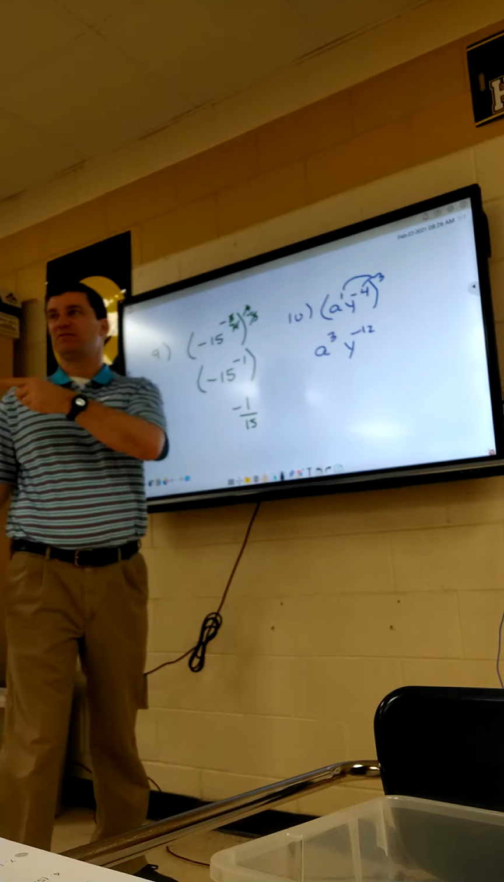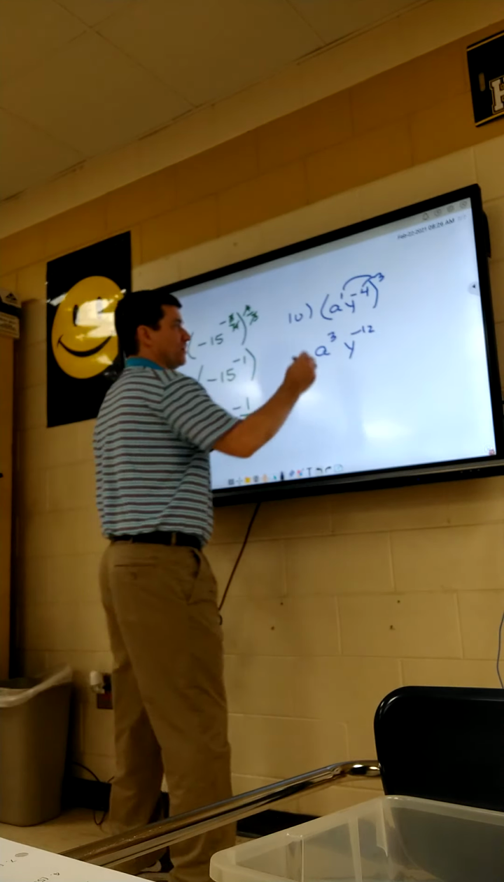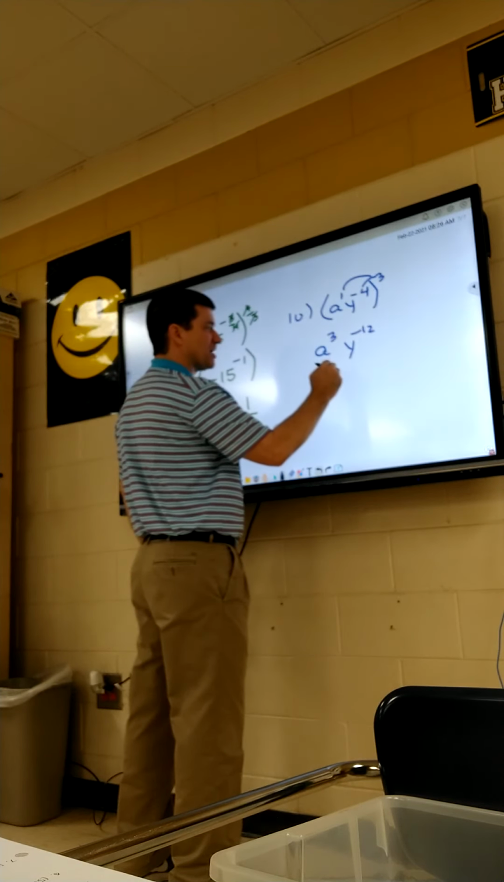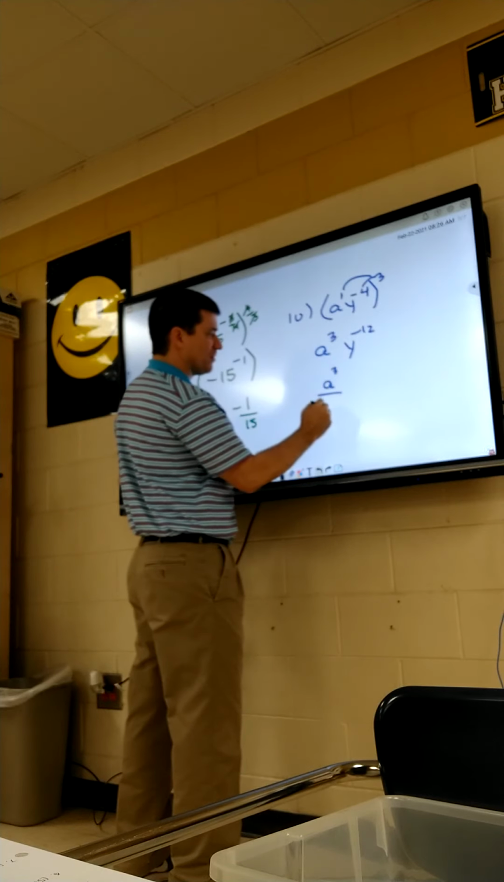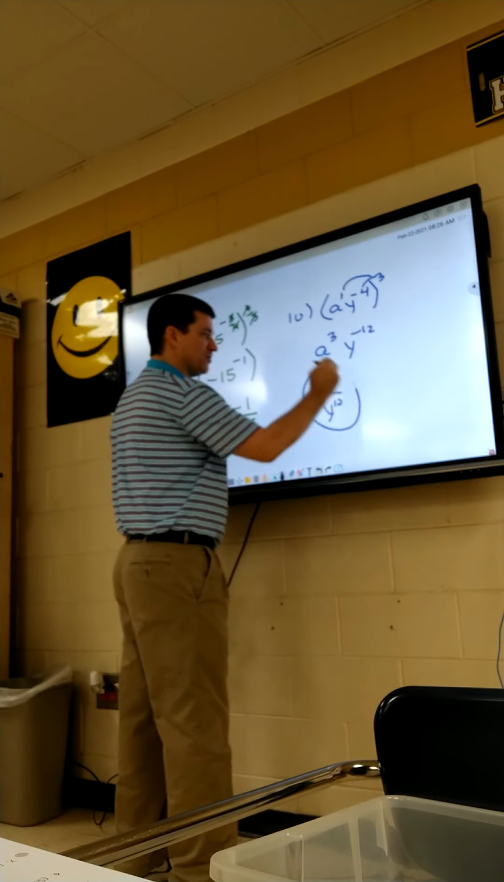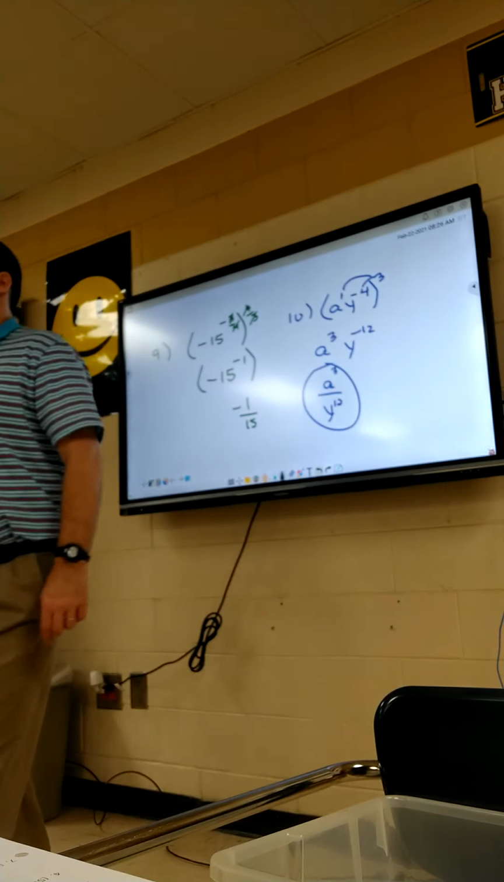Do y'all remember how to fix it? The one that's a positive, you leave it on the top. The one that's a negative, you move it to the bottom, and it makes it a positive when you move it to the bottom.